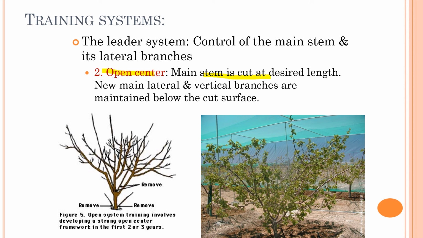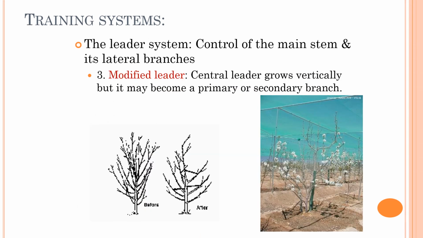The main stem is in the middle here, it's cut. So you cut the stem in the middle, and then the tree will become open from the middle, or like a vase. So you can see here the same thing. They remove the middle branch and they left all these surrounding branches. So the main stem is cut at a desired length. New main lateral and vertical branches are maintained below the cut surface. So that's called open center. So you remove the middle branch, or you may remove the whole thing, or you can only cut it to a shorter length. That is the second one.